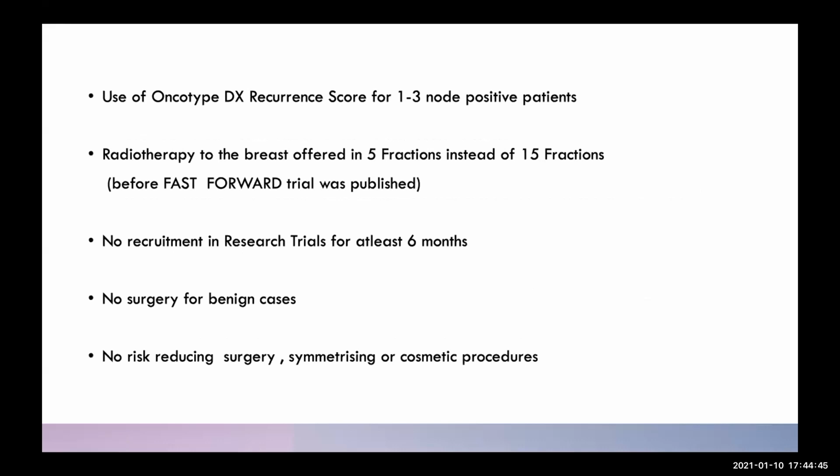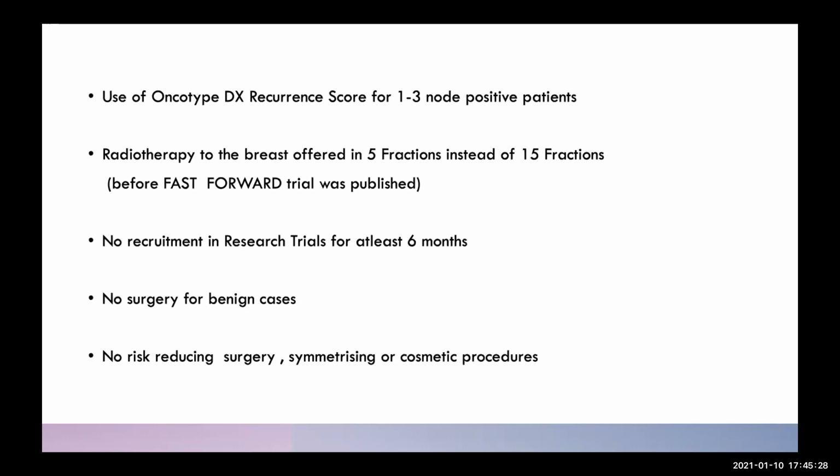Now, Oncotype Dx is a special test that is done to assess the risk of recurrence for breast cancer. And previously, NICE had only approved this for node-negative patients, but with the pandemic, it is now being approved for node-positive patients, and only to those who've got 1 to 3 nodes positive. For those of you who don't know what Oncotype is, it is a genetic test which tells us the risk of recurrence, and it is quite useful when it comes to advising patients about the need for chemotherapy in the adjuvant setting. Previously, radiotherapy used to be given in 15 fractions, but with COVID, we are giving it over 5 fractions.